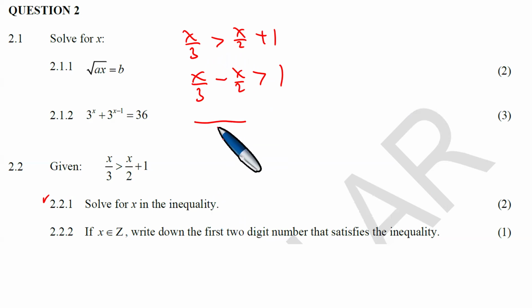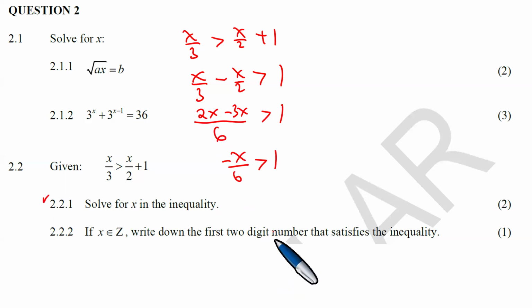Then here we take the LCD of these: 3 times 2, 6. If we cross multiply here, it's going to be 2 times x, and 3 times minus x is minus 3x. Then 3 times 2 is 6, bigger than 1. Now we have 2x minus 3x, which is minus x over 6 is bigger than 1.